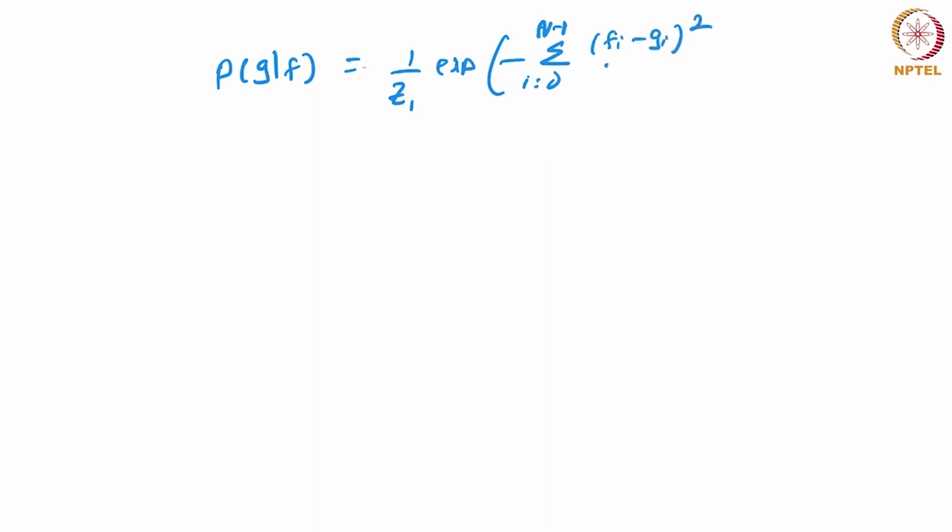So, calculation of f. We will write it in individual terms. P of G given f can be rewritten as a normalization constant times exponential of minus the sum over i equal to 0 to n minus 1, where n is the total number of pixels, of fi minus gi squared by sigma squared.